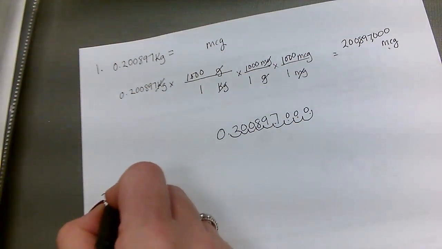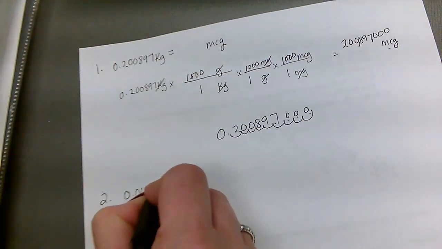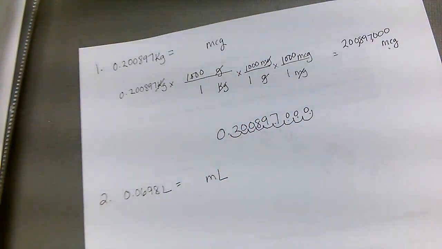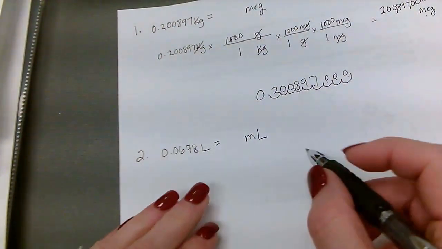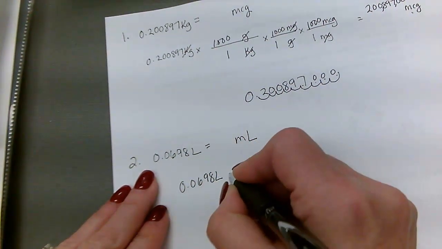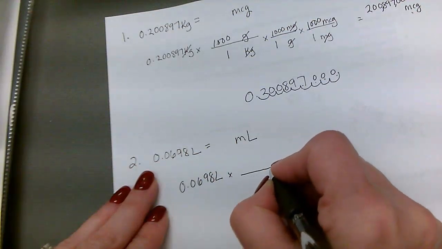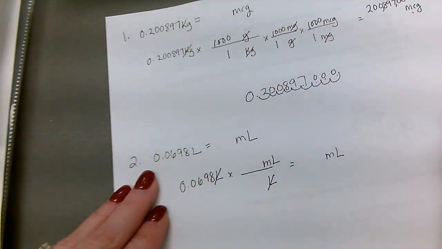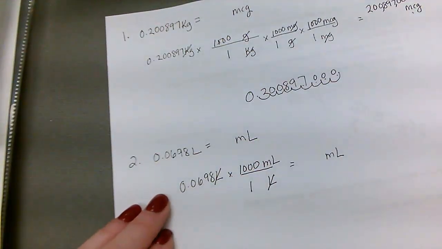Let's go from 0.0698 liters, and we want to get to milliliters. Okay? So we can do it one of two ways. We can start with our 0.0698 liters, and we want to get to milliliters. And we want to put liters on the bottom so we can cancel these off, and milliliters on the top, right? And there's 1 liter, 1,000 milliliters in 1 liter, okay?